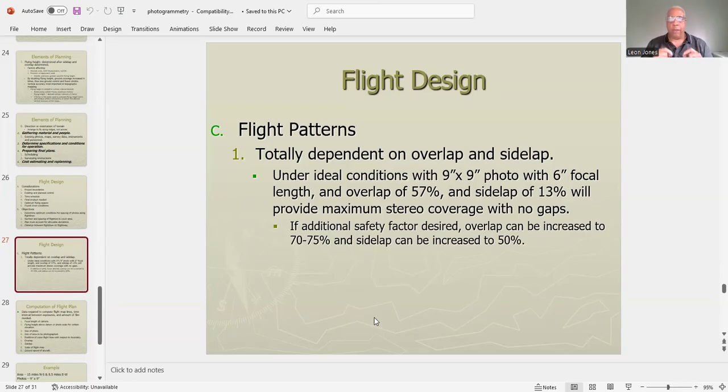Now, if an additional safety factor is desired, overlap can be increased to 70 to 75%, and side lap can be increased to 50%.